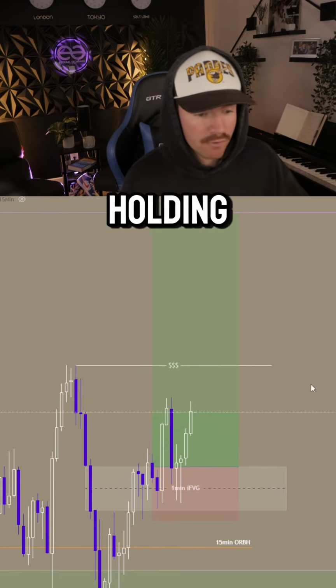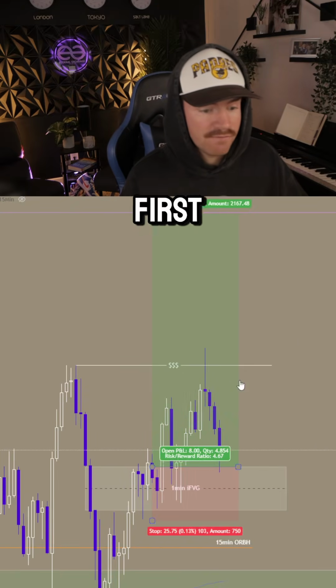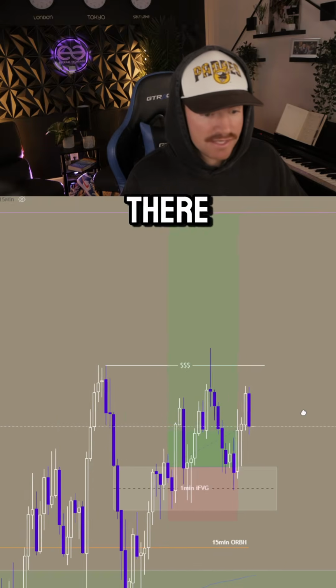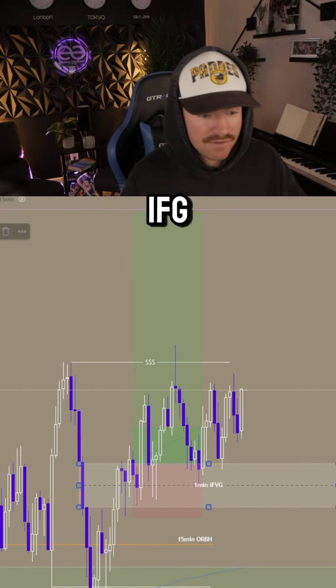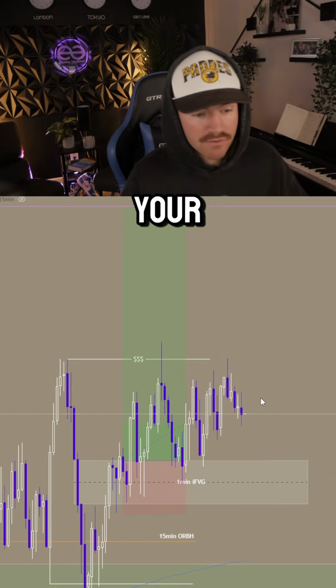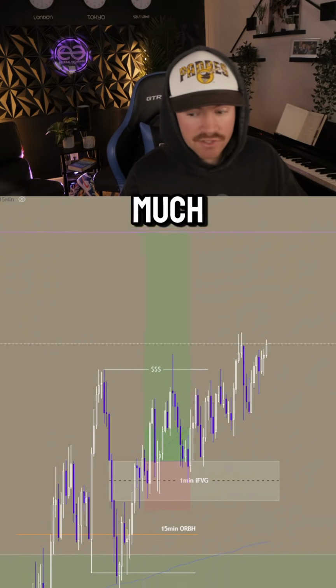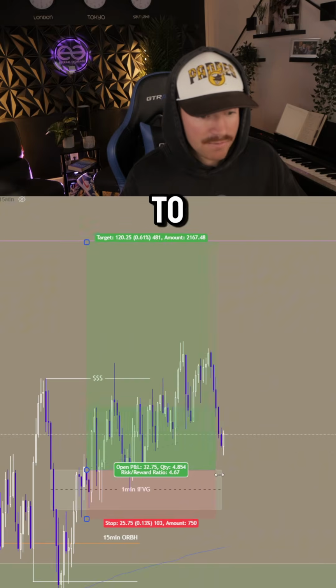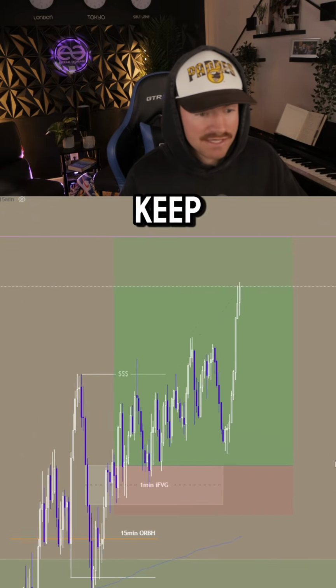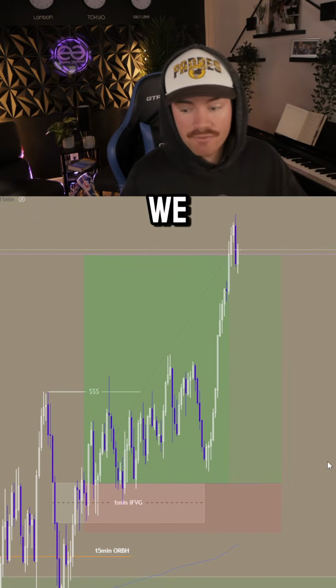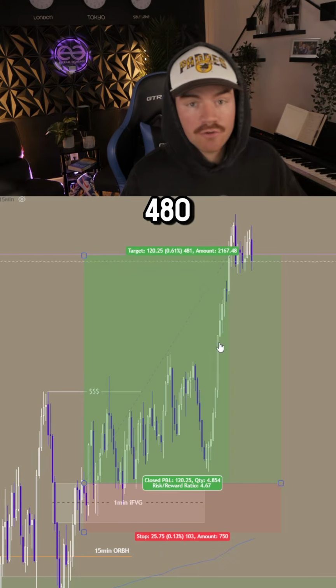We have our entry, we're holding it. Boom, we take first TP, about 200 ticks right there. And we are still holding as long as this IFVG holds us up. Now you could move your stop loss to break even. If you got stopped, you could get a re-entry. But I have so much conviction in this trade going all the way up to that Asia high that I am down to keep holding it. And just like that, we go and hit full TP for about 480 ticks.